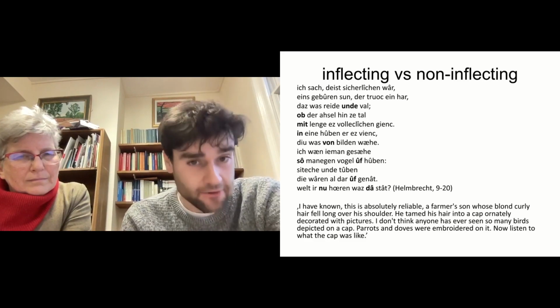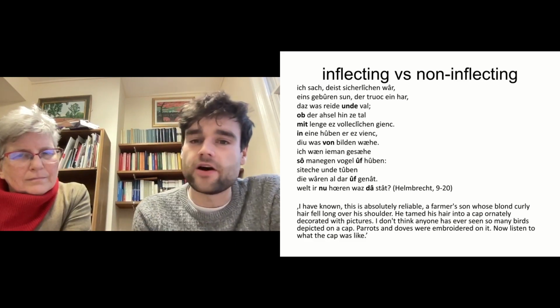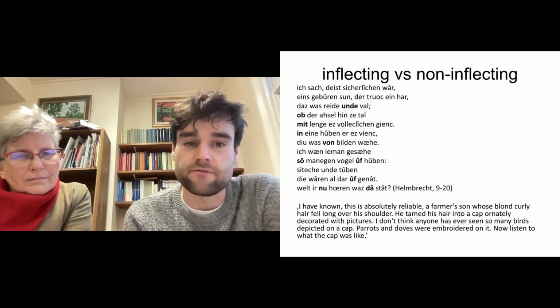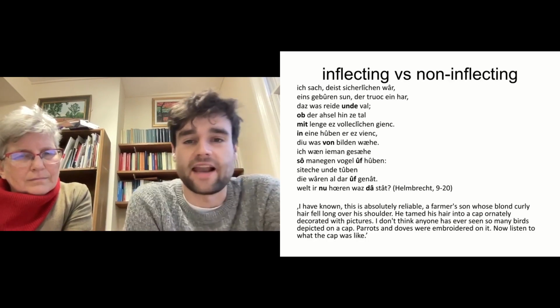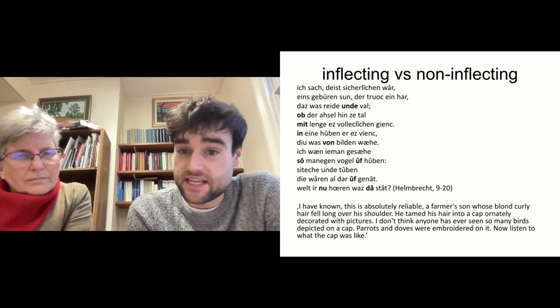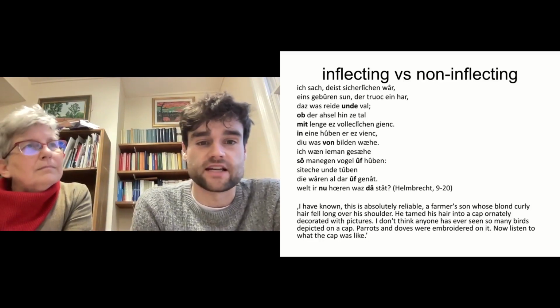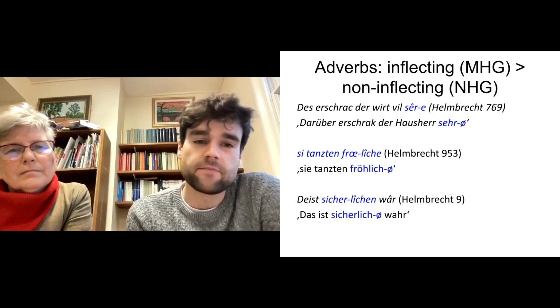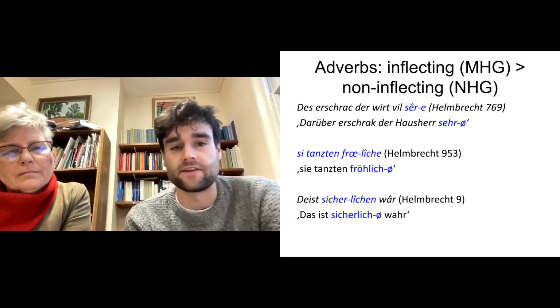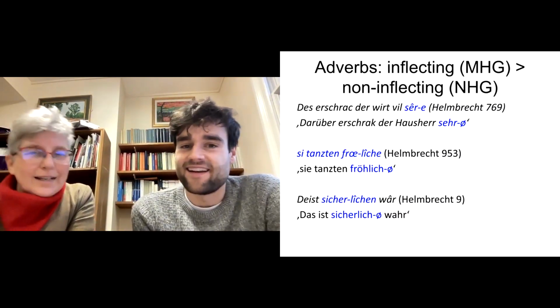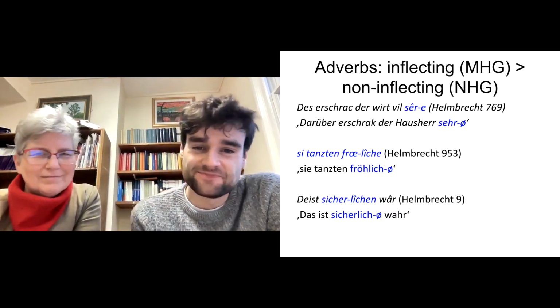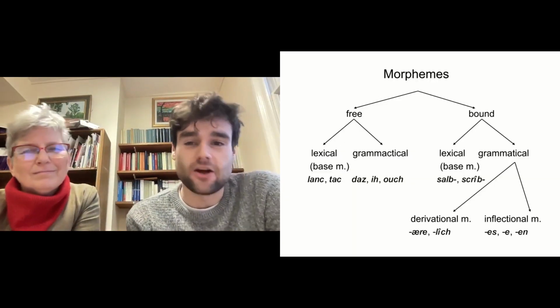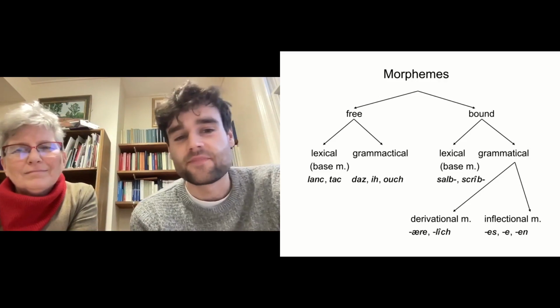For the historical linguist, however, it is noteworthy that words or entire parts of speech can change their inflectional status over the course of a language's history. In the history of German, this primarily concerns adverbs. In Middle High German, adverbs can be derived from adjectives using the suffixes -liche or -lichen. This option is lost by New High German.